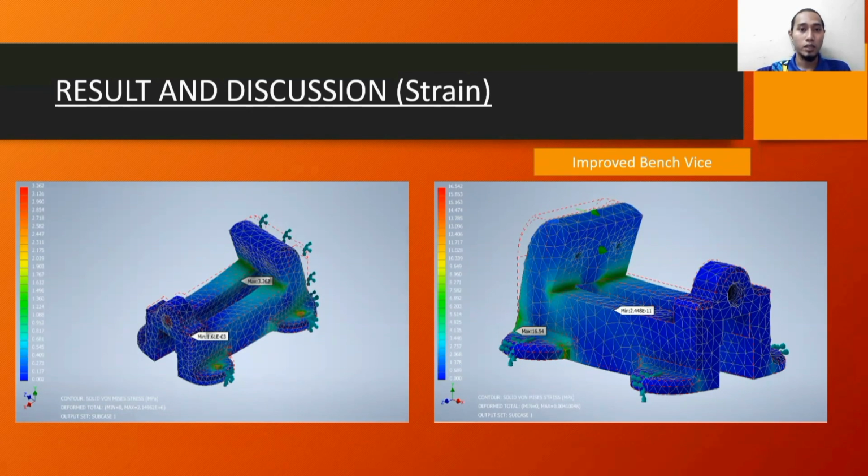And then finally, the result of strain. From the picture on the left, we find the maximum strain is 3.262 megapascal and the minimum value is 1.6 megapascal. This is for the normal bench vise without improvement. While for the improvement, we find 16.54 megapascal for the maximum value of strain, and then for the minimum, we find 2.448 megapascal. That's all for me.